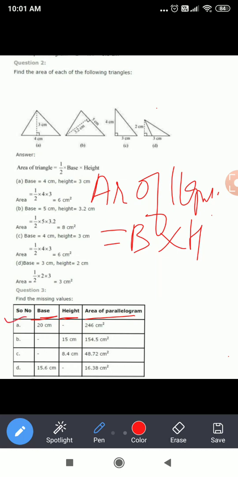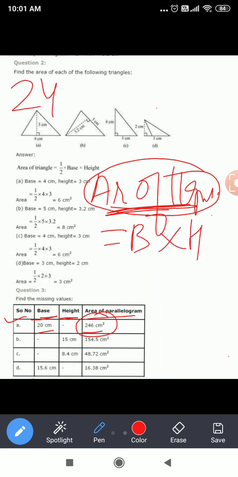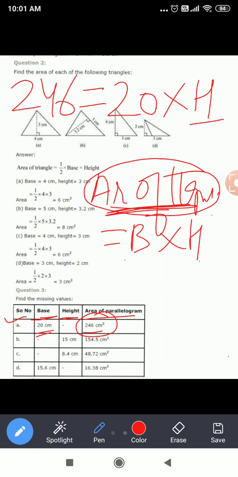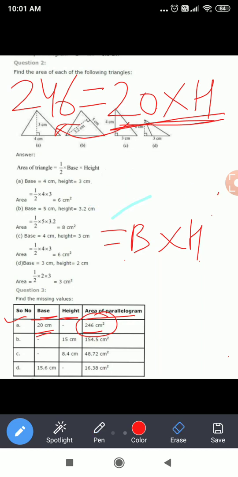In the first part, what is given? Base is given, and area of the parallelogram is given. So at the place of area of parallelogram in words, we will keep the numeric value, that is 246. Now that will be equal to base into height. Base is also given, that is 20, multiplied by height. We have to find the height. So these two are in multiplication. 20 will go to the next side and will come in division.